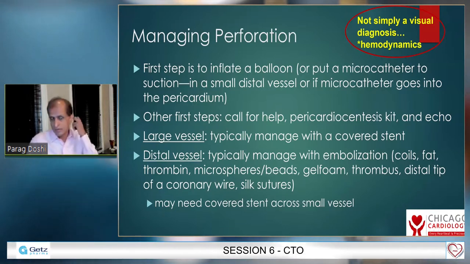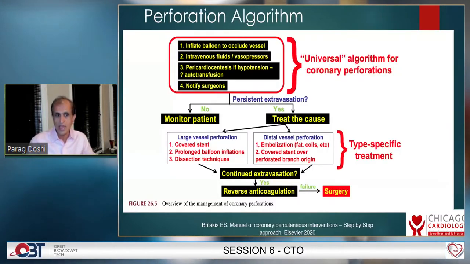This is the algorithm from Dr. Brilakis's book, Manual of Coronary Interventions. I don't want to go into detail, we have discussed that. The one key thing I would like to emphasize: try not to reverse anticoagulation unless you have to. I think the other management, whether it's pericardiocentesis, covering with a balloon or covered stent, is more important. Because when you reverse the anticoagulation, many times you end up with thrombotic complications in the guide and you have a situation going from bad to worse.